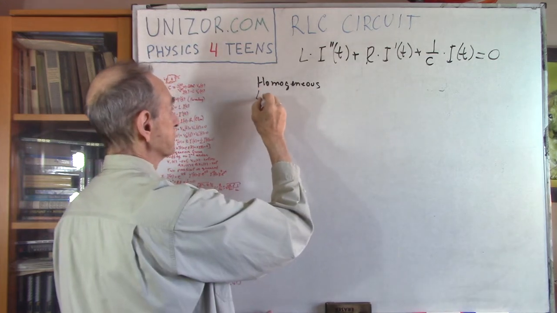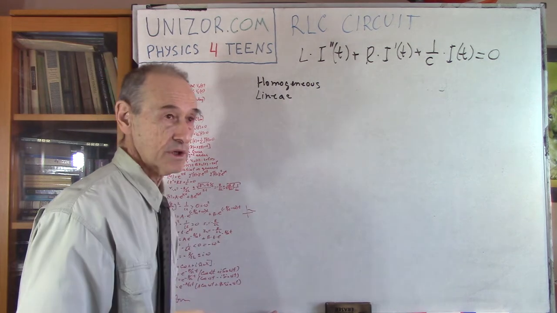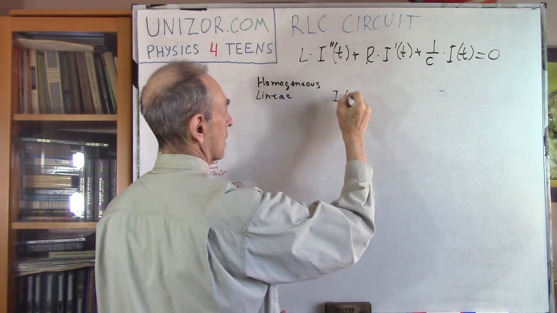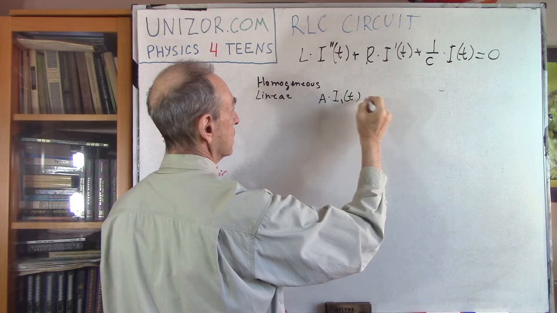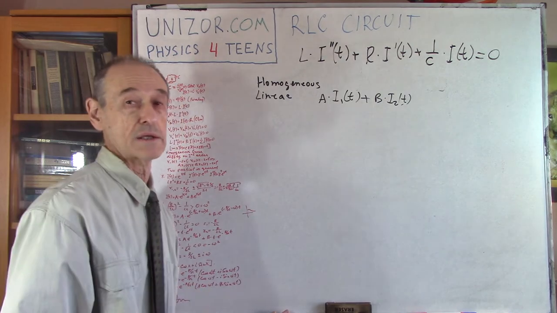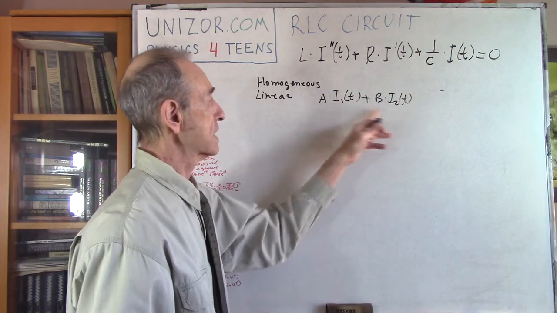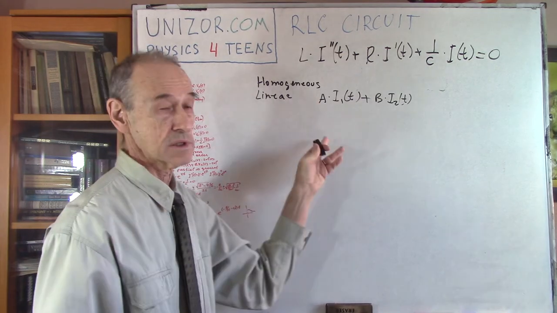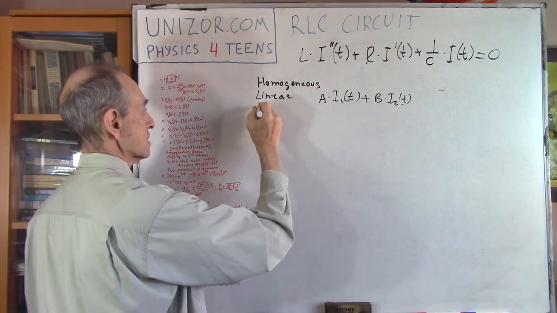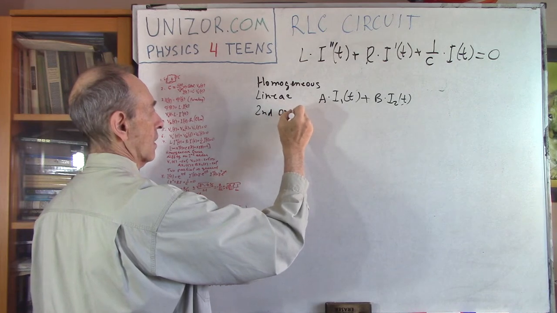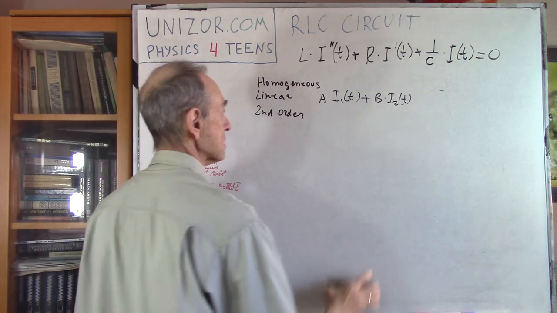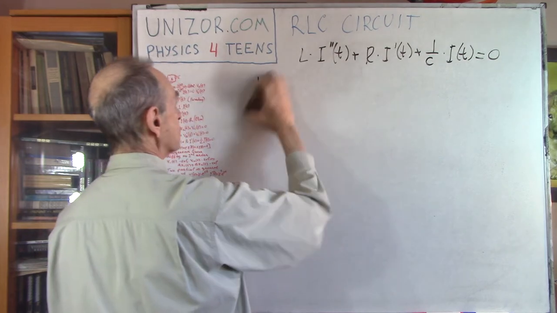It's also linear. Now, what does linear mean? If you have two solutions, I1 and I2, then any linear combination of those is also a solution. Again, it's obvious because the derivative of a sum is the sum of derivatives, and a constant factor just comes out. And it's second order because it has a second derivative.